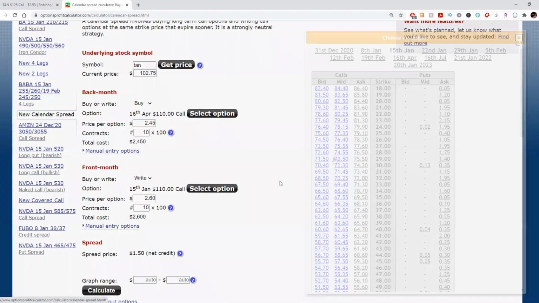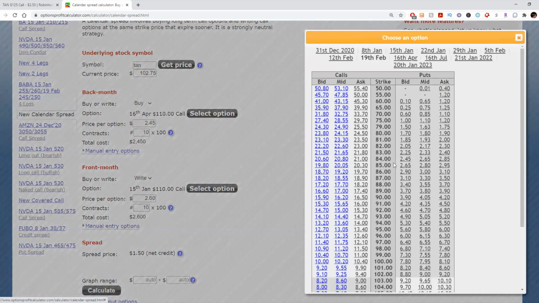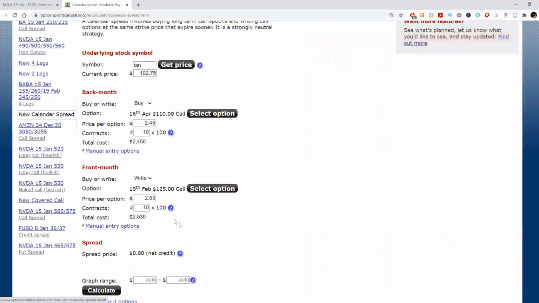And then for the Feb 19th expiration here, I sold the 125 call. I got a credit of $405. So you actually get a net credit of $1,600 for this, which is like locking in a profit of $1,600.